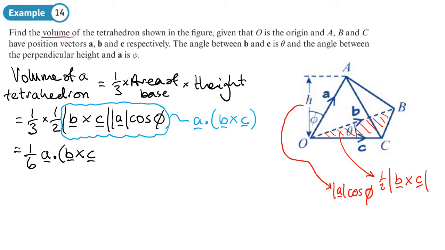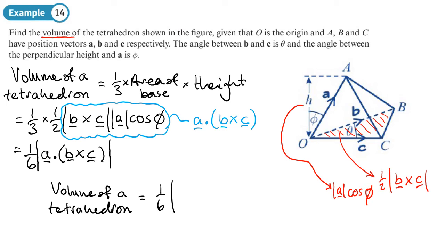Now I didn't do this in the previous example, but it is possible that when we work out the scalar triple product it's negative, so we should put a modulus sign here to ensure that we get a positive number, because we can't have obviously a negative area, so the volume. So volume of a tetrahedron equals 1/6 modulus scalar triple product.